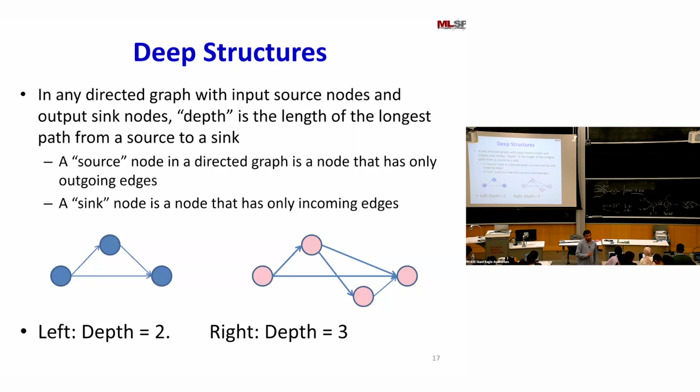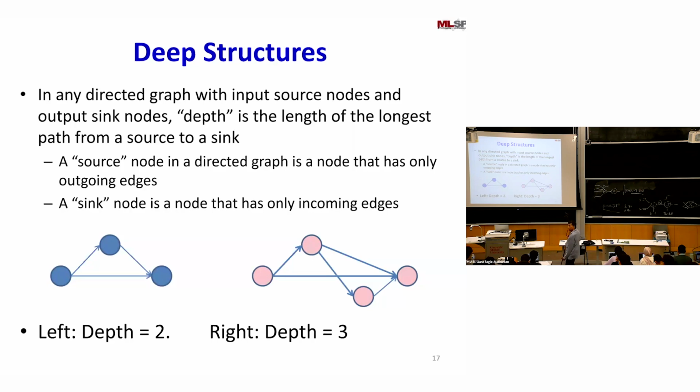And in any graph, the depth is very cleanly defined. The depth of a graph is the length of the longest path from any source to any sink, right? In the first graph, there's a path of length 1 from the source to the sink. But the actual depth of the graph is 2 because the longest path is 2.